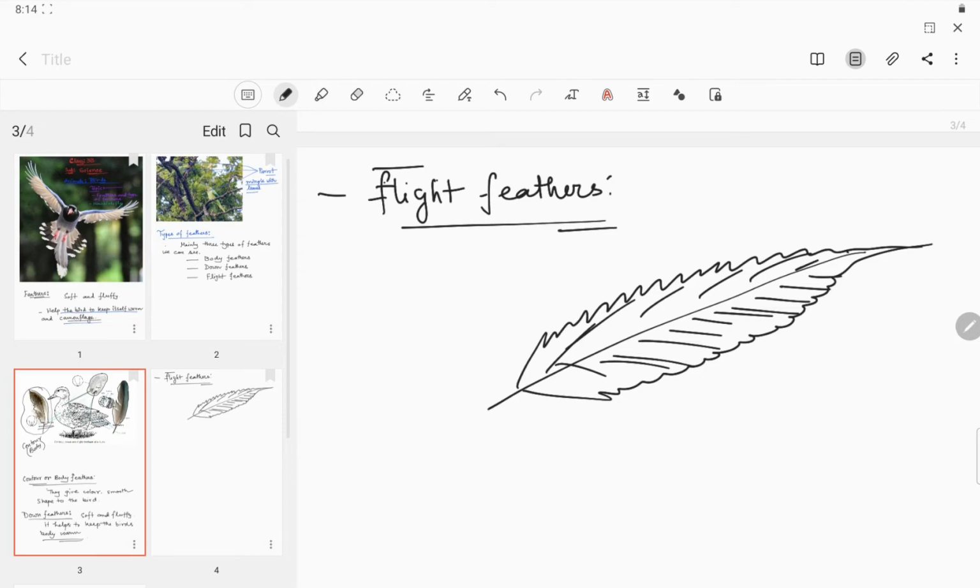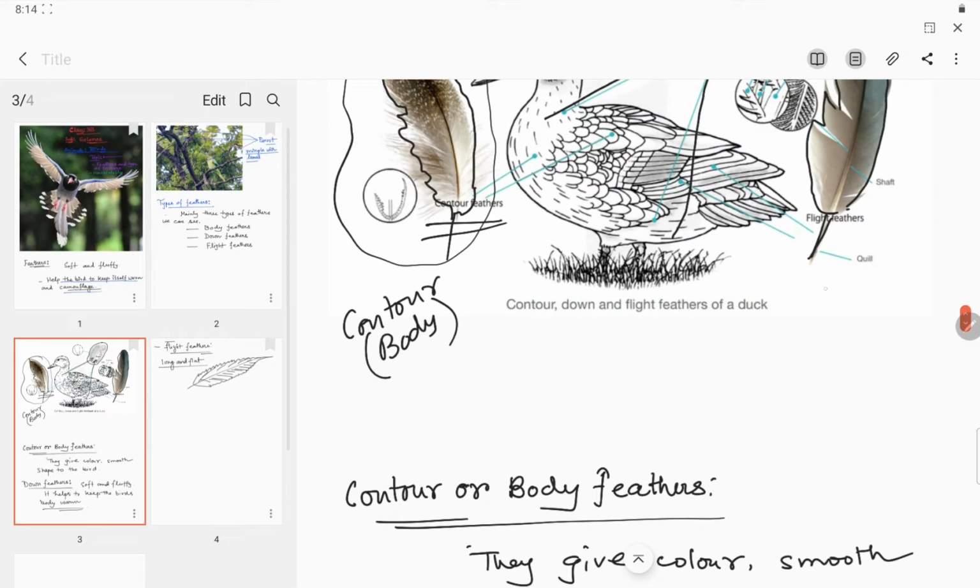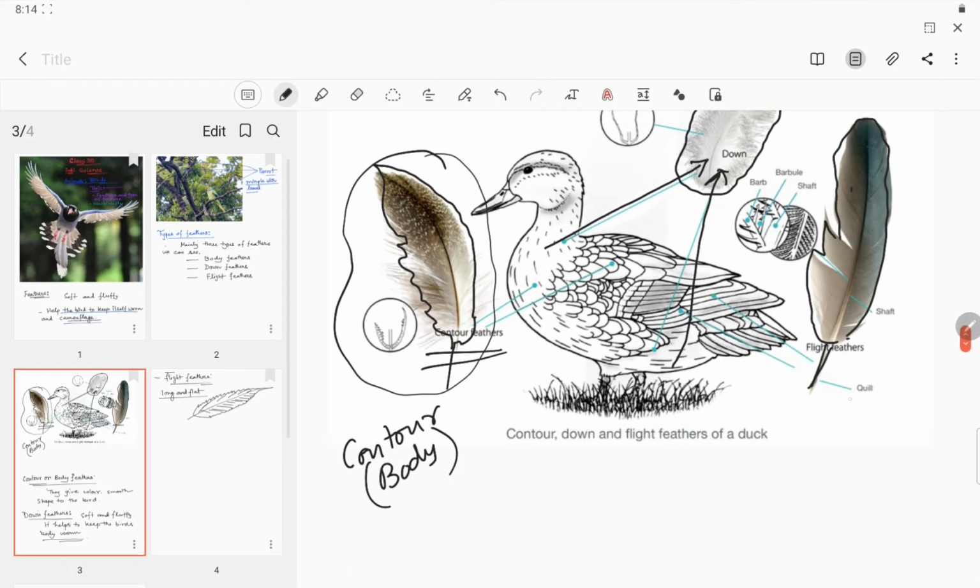Basically you can see this type of feather in the tail of a bird. Okay, so flight feathers are long and flat. As you can see in the picture, sometimes you can see these long feathers in your home, and these are the flight feathers.